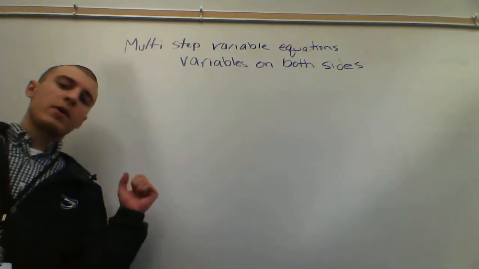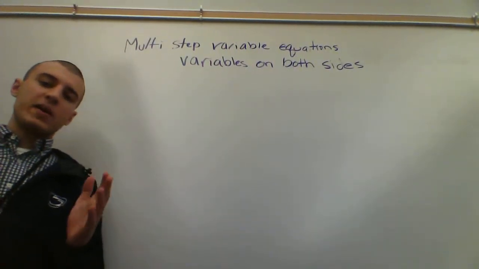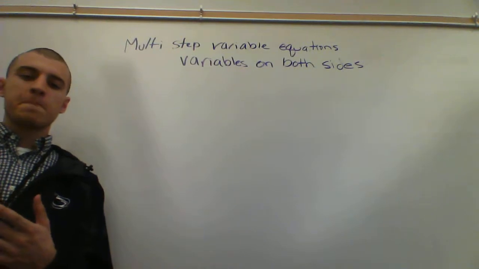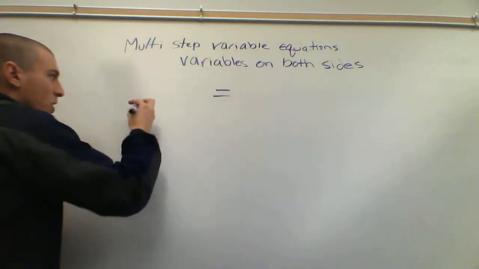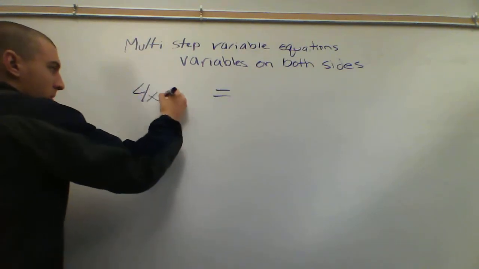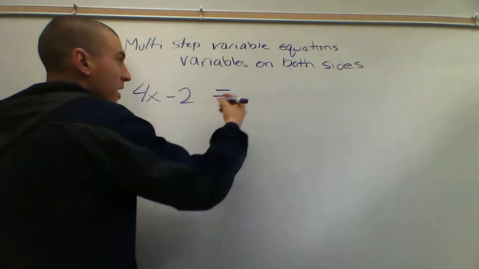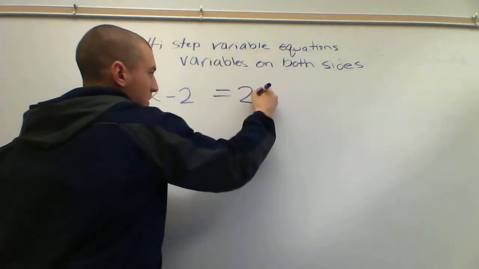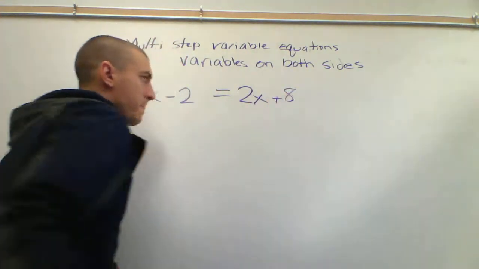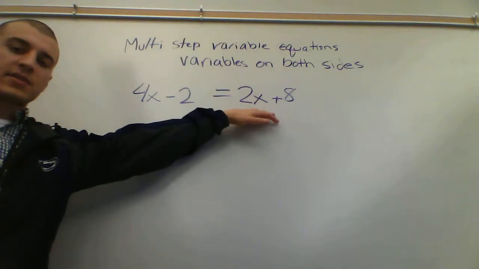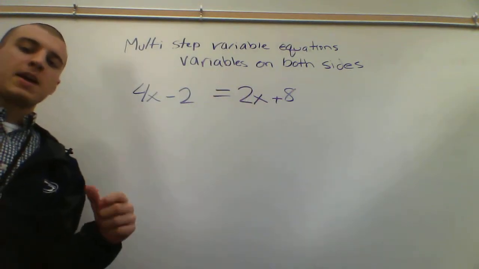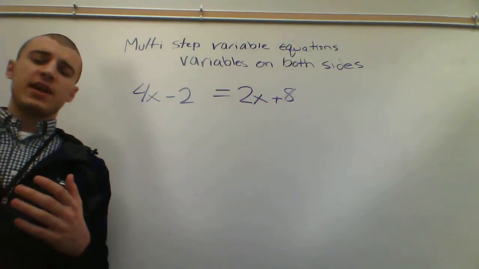Okay, so now we're going to work on multi-step variable equations with variables on both sides. That means you have your equal sign, and on one side you have variables, and on the other side you also have variables. You see we have our x's over here, as well as our x's over here. Now this only changes our equation slightly.